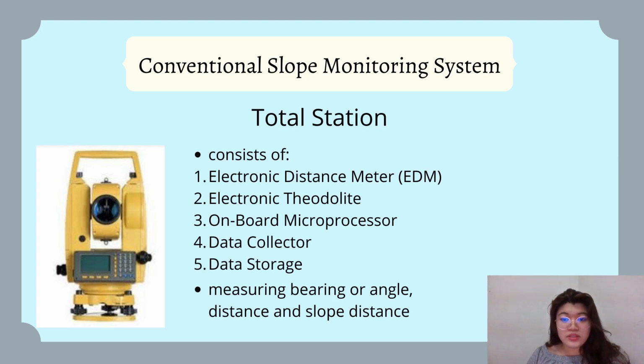The second is the total station. Inside the total station, it consists of an electronic distance meter, which is EDM. It has an electronic theodolite. Third, it has onboard microprocessors, data collector, and data storage. The function of the total station is to measure bearing or angle, distance, and slope distance.